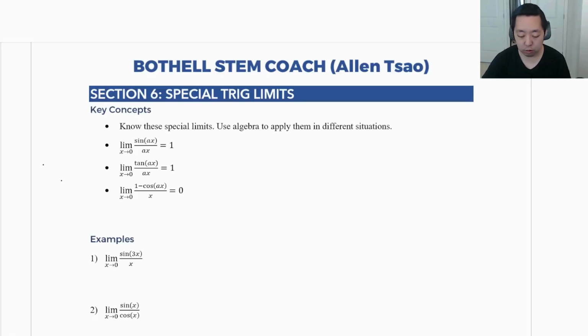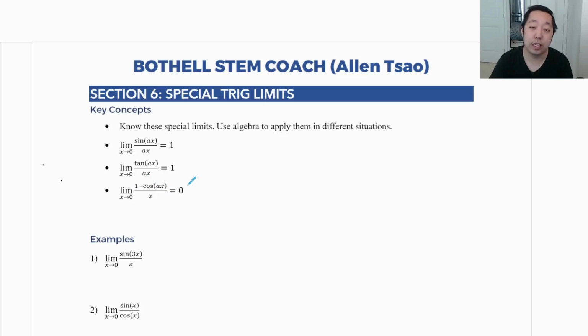Hey, so when you're doing limits with trig functions, there's a few special trig identity limits that we deal with. The first one is just something we're going to use, and we're going to manipulate a limit to get these kinds of things. Like the limit as x approaches 0 of sine of ax over ax, that's 1. And tangent of ax over ax. a can be any number. And same with these. 1 minus cosine ax over x is 0.